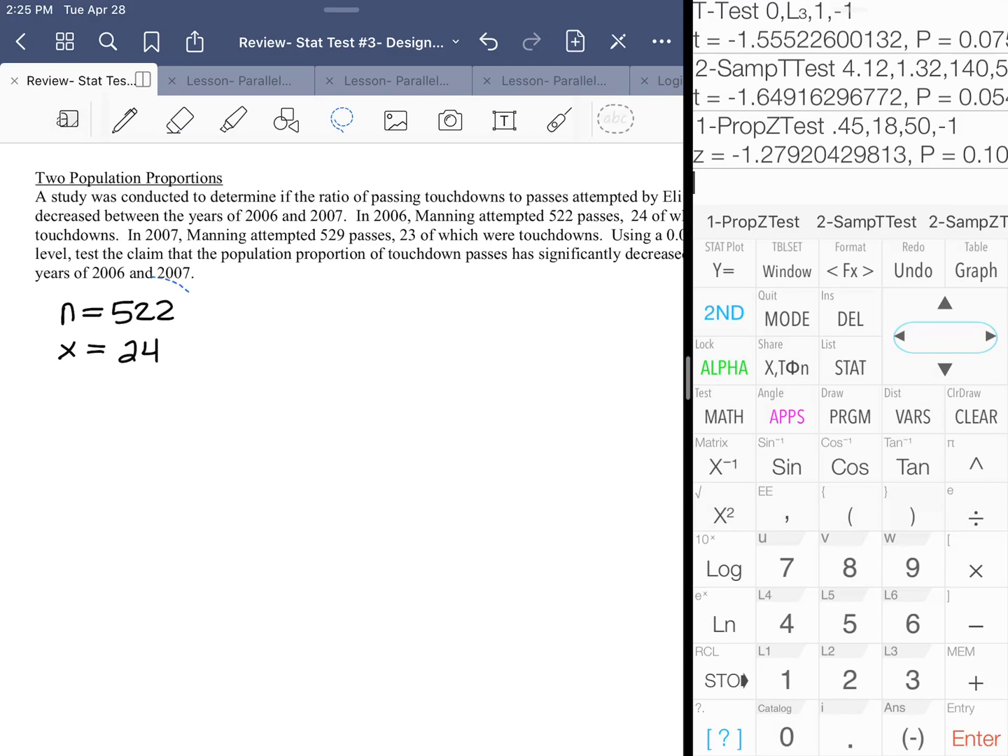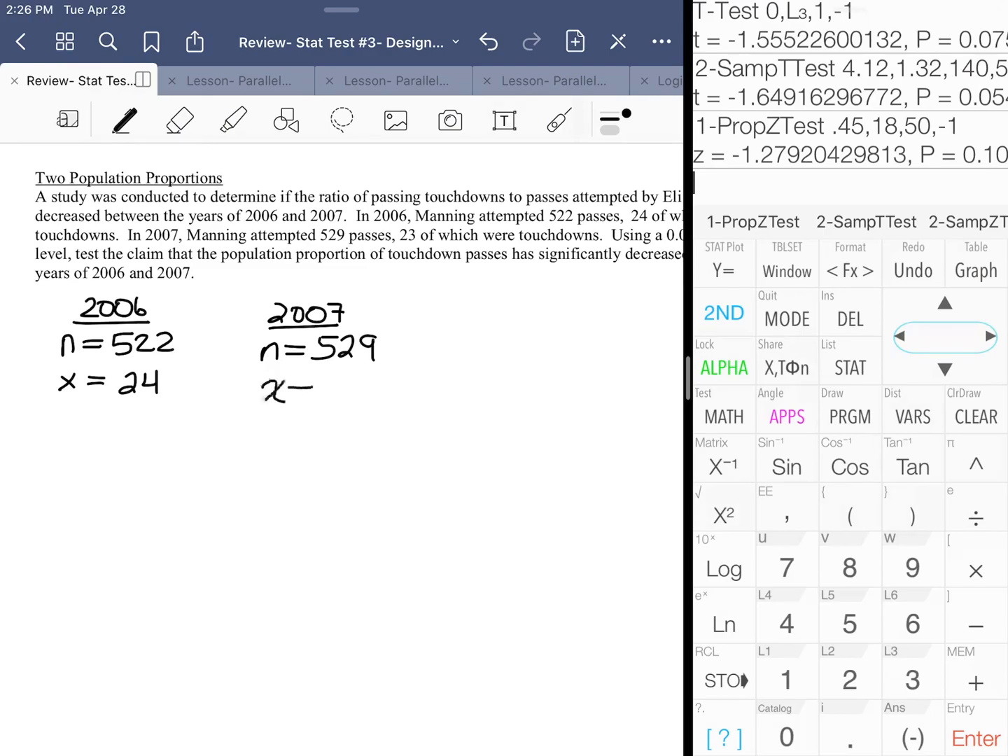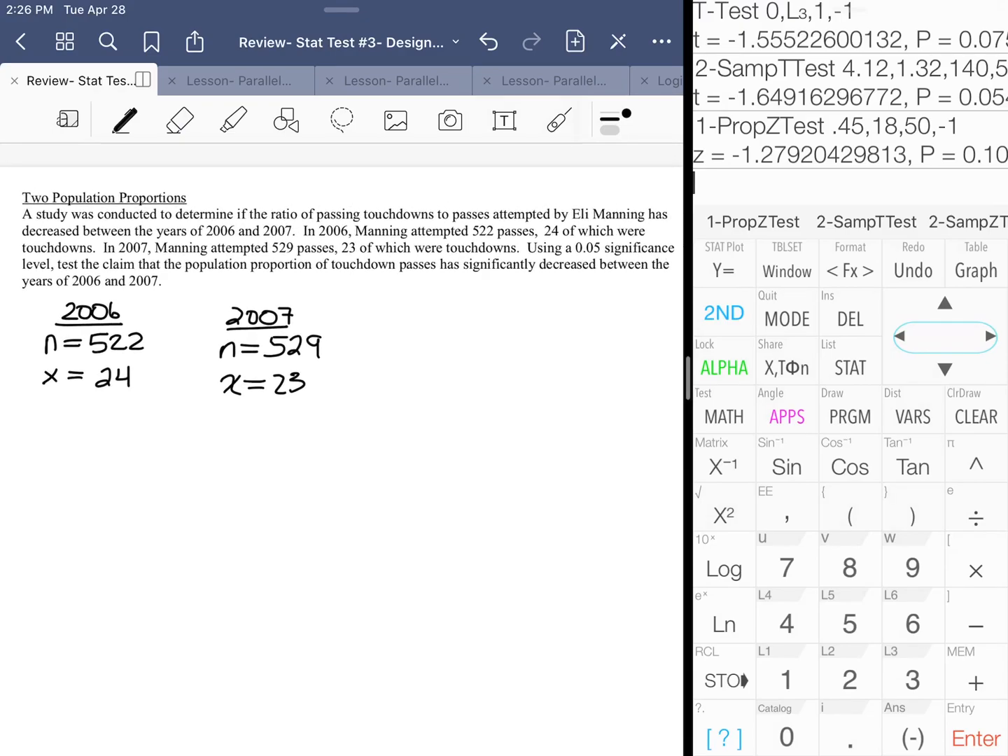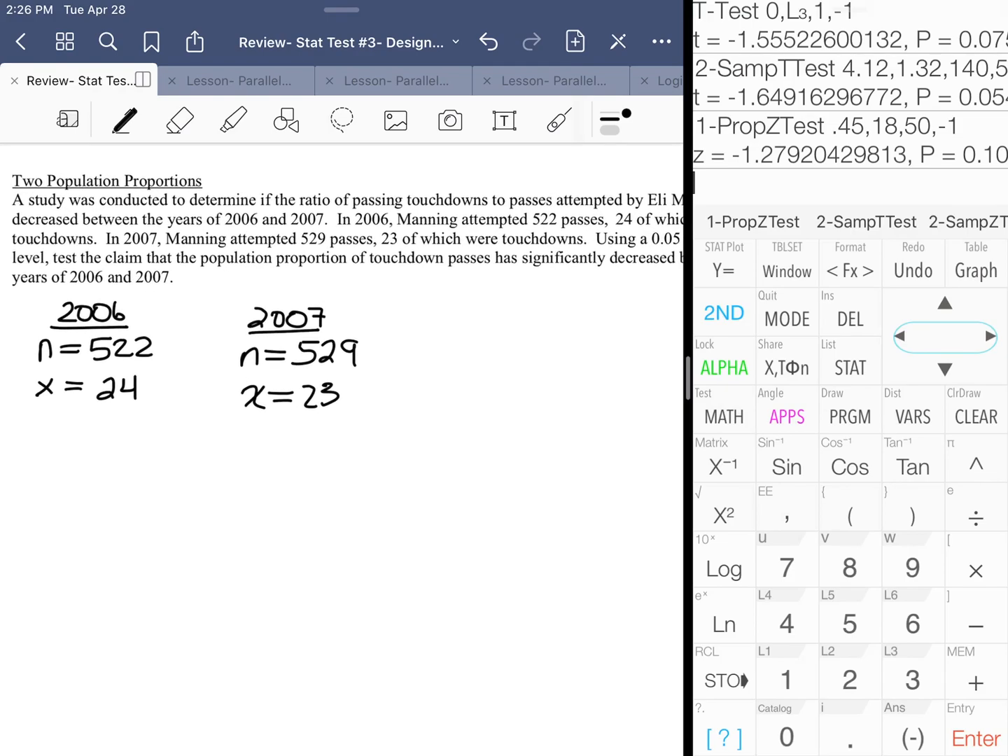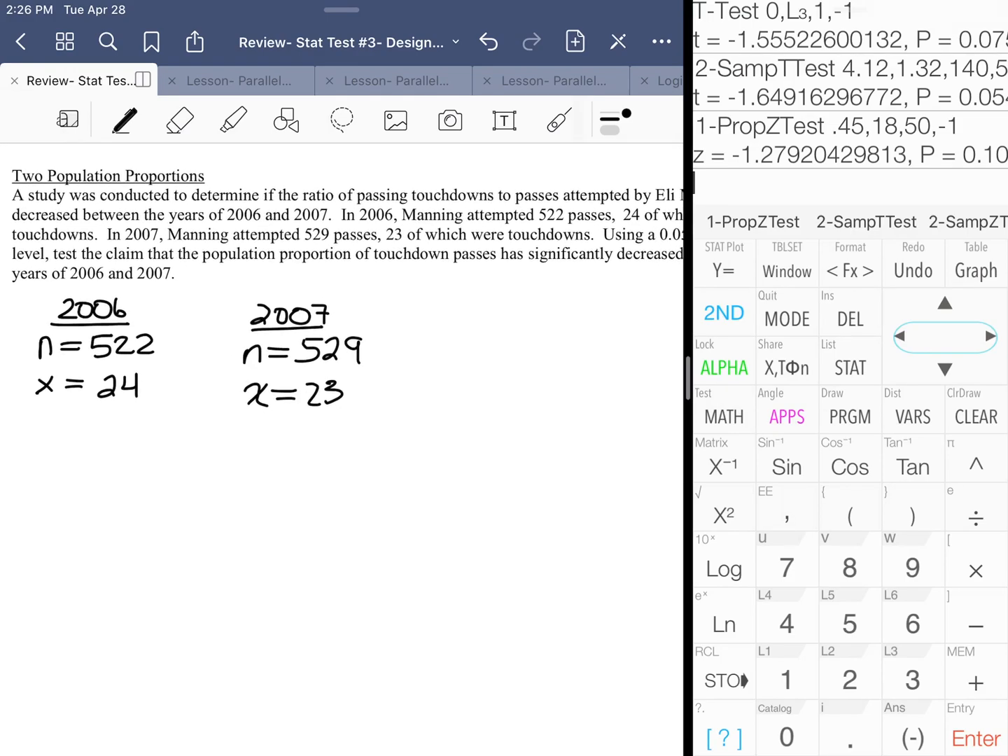So aside from it saying the title of two population proportions, we know that this has to be specific to that type of hypothesis test, because they also tell us information about 2007. So here's 2006, and 2007 tells us that he had a few more attempts, 529, and actually less successes, less touchdowns. Oops, I guess I could tuck the two in there.